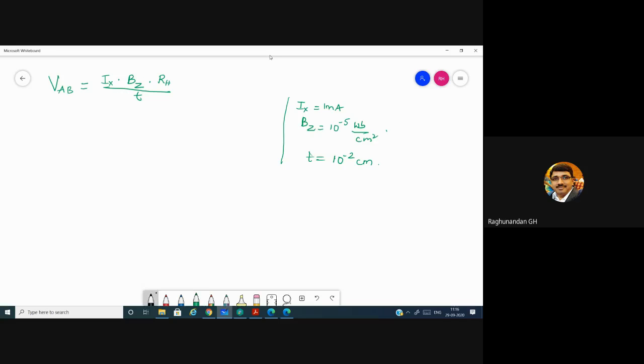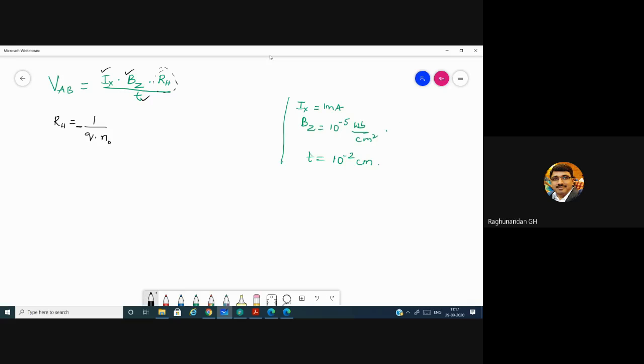Okay. Now coming back to this, we know this, but we don't know what is RH. Do you have any formula for RH? One by Q into p. Mu into rho. One by Q into n naught. This is the formula we are having. And for RH, you should remember, whenever you take the electron concentration, you should insert a minus.